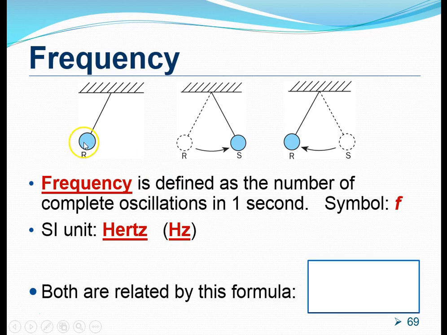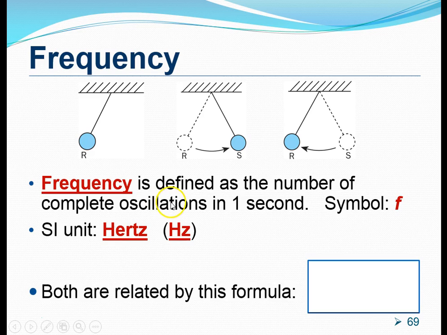What happens if this bob makes 10 oscillations in 5 seconds? What is therefore the frequency of this particular pendulum? Now let's recall again. Frequency is defined as a number of complete oscillations in 1 second. So since there are 10 oscillations made in 5 seconds, by simply dividing 10 by 5, that tells us that this particular pendulum will be able to make 2 complete oscillations in 1 second. Therefore, the frequency of this pendulum will be simply 2 Hz.